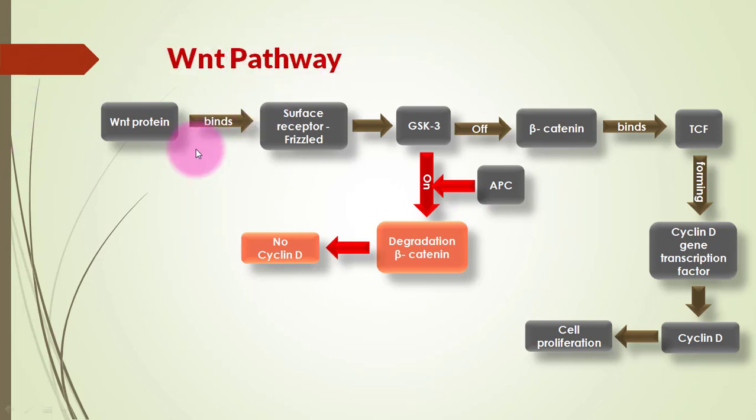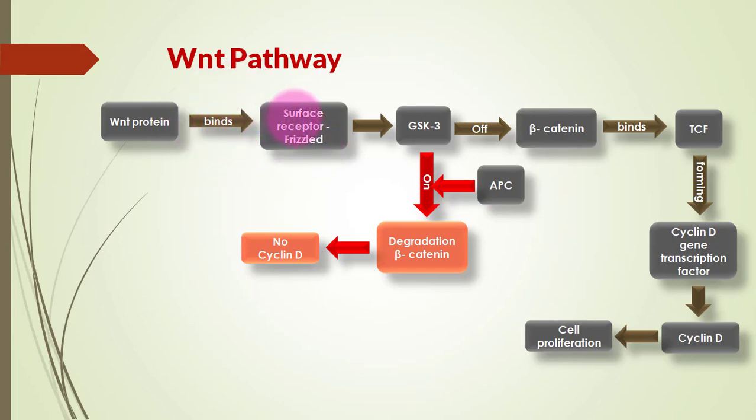So let's see how the Wnt pathway goes on. Wnt is an extracellular protein. When it is produced and secreted, it will bind to a surface receptor. It's also a ligand that will bind to a receptor. The receptor is called frizzled. So Wnt protein will bind to a surface receptor called frizzled. The frizzled receptor is activated when bound to Wnt protein.